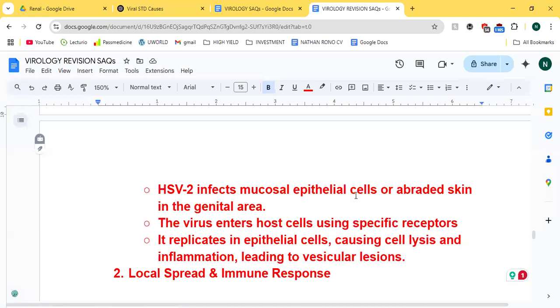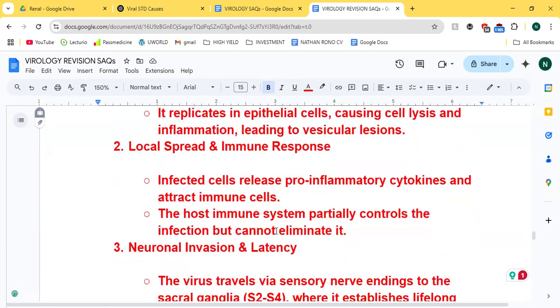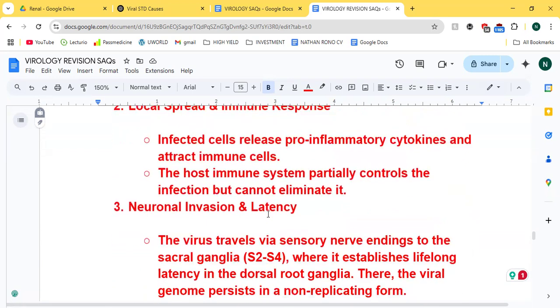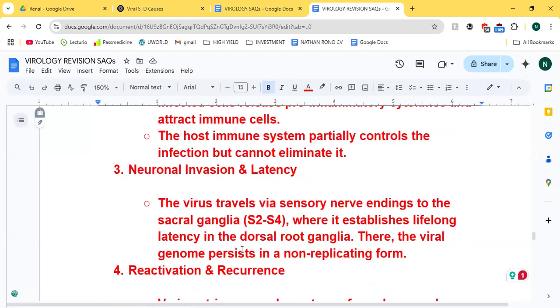Then remember I said after infection, we go to spread. It will definitely spread and there'll be an immune response. So infected cells release pro-inflammatory cytokines and attract immune cells. The host immune system partially controls the infection but cannot eliminate it. One thing about herpes you have to know is a term called latency. Latency is where it remains hidden from your immune system. Herpes simplex 2 stays latent in the sacral ganglia.